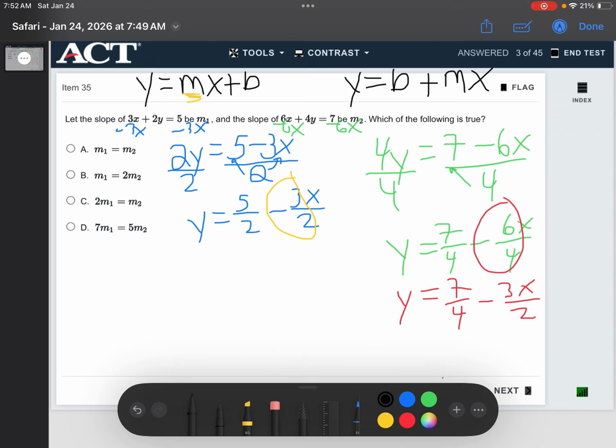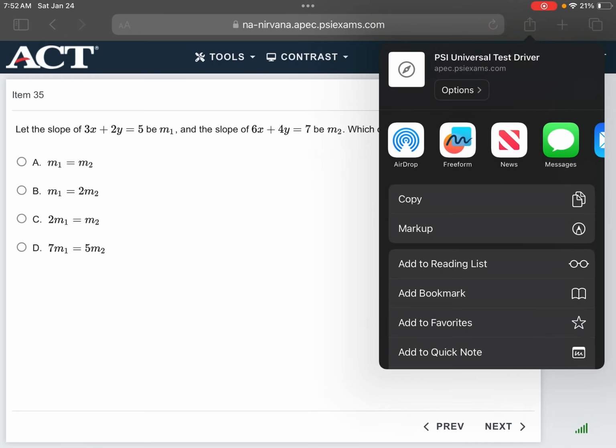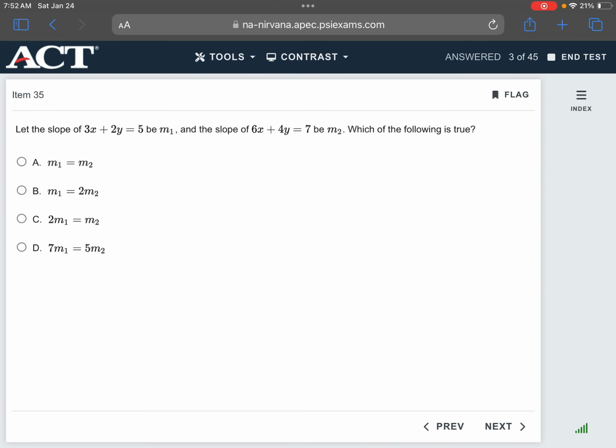But if you notice now, both of these slopes are the same. Both of these slopes are this negative 3 halves. So that tells us that we should select choice A. So that's how we would do it algebraically. I wanted to show you algebraically because, again, if you see a question like this on the ACT, it might not end up with them both being exactly the same.